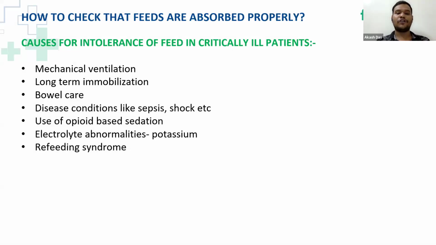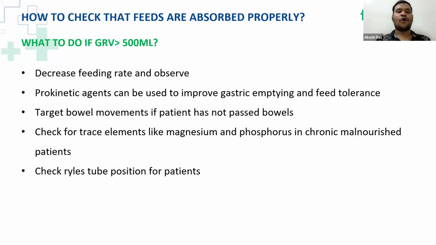What are the causes of intolerance of feed in critically ill patients? Like I have told, mechanical ventilation, long-term immobilization, bowel care, disease conditions like sepsis, septic shock, or any obstructive shock, use of opioid-based sedation, electrolyte abnormalities like potassium and phosphorus play an important role, and also refeeding syndrome in chronically malnourished patients. So, what to do if the GRV is more than 500 ml?